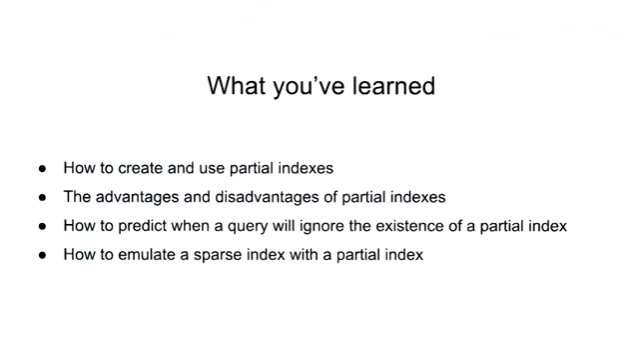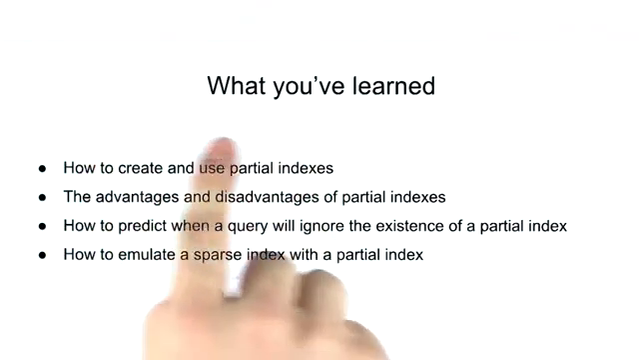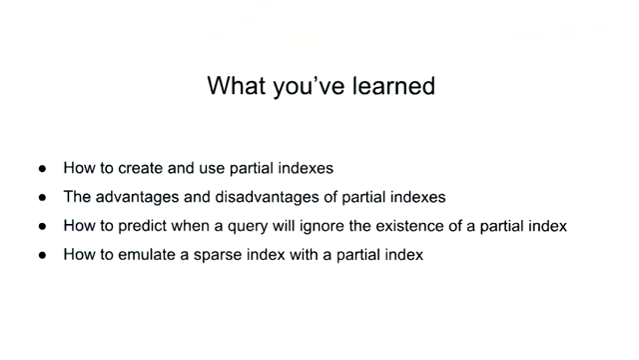Let's recap what we've learned. We've learned how to create and use partial indexes. We've also learned about some of the advantages and disadvantages of partial indexes. We've learned how to predict when a query will ignore the existence of a partial index. And we've learned how to emulate a sparse index with a partial index. And that should give you a good overview of partial indexes.